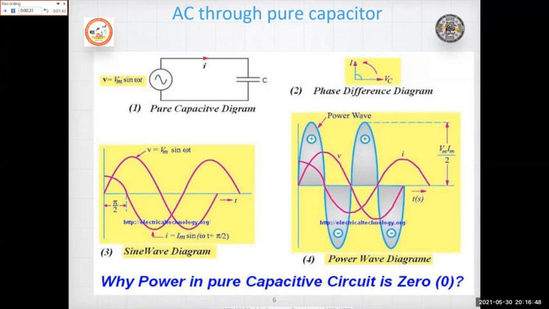The average energy stored in a capacitor is always given by half C V square. Keep this in your mind. So this completes today's class, AC through pure capacitance.